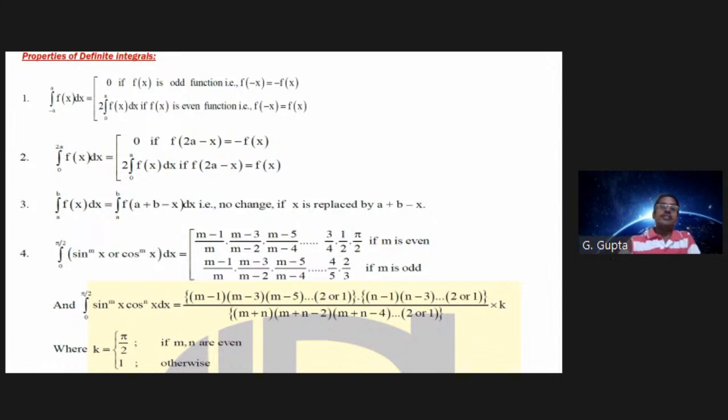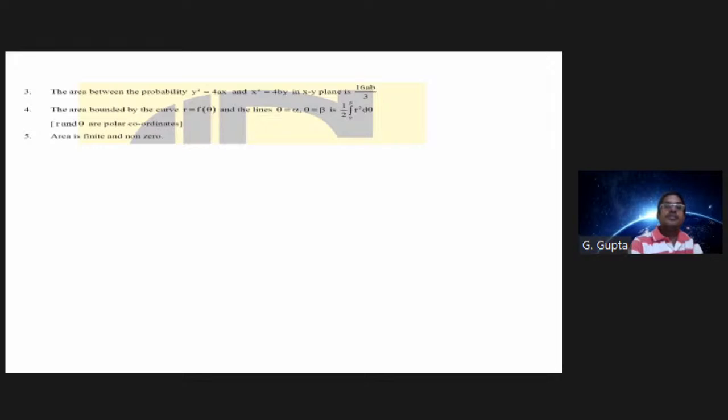The first one is the integral from minus a to a of f of x dx. Limits. Okay, before these properties, we'll do 2 examples, then we will come back to the properties. Otherwise, if I explain everything at a time, you may feel it is difficult or get confused.